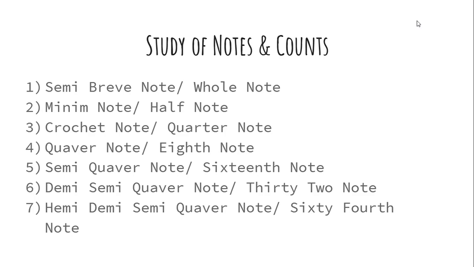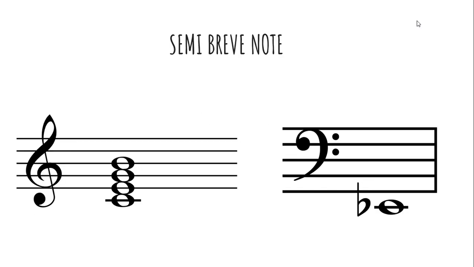So let's start with the semibreve note. The semibreve is actually the British name for a whole note. This note is the longest note in music, which takes all four counts of the bar. So this note is also called the full note or whole note. This note is denoted by an oval shaped structure as you can see over there.